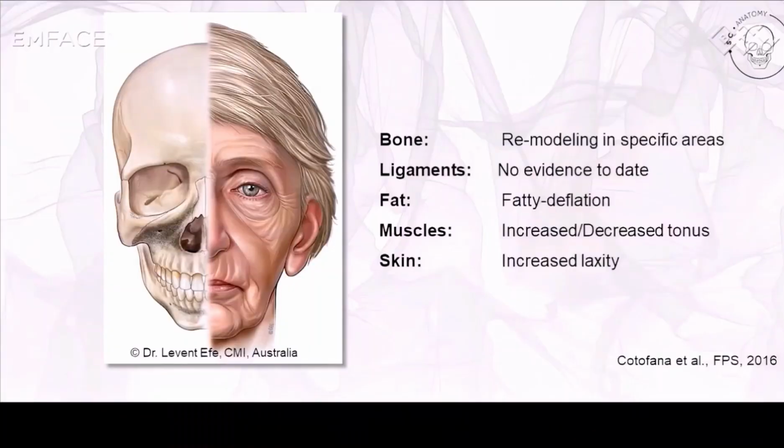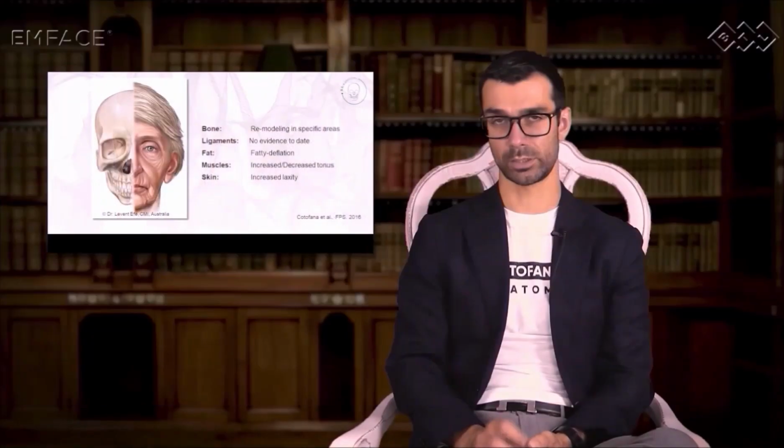The tissues that can be found in the face are, starting from the bone, then we have ligaments, then we have fat, we have fascias, we have muscles, and then of course we have the envelope, which is called the skin. So all of these structures that are present in the face, all of them can age.